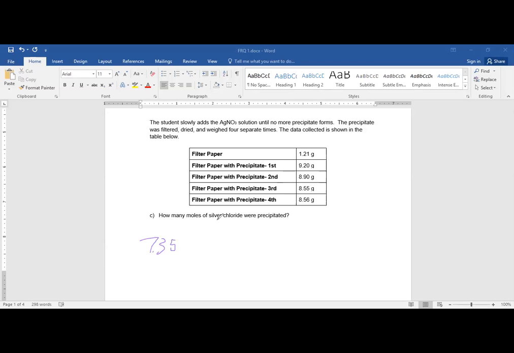So we have 7.35 grams. We can divide that by the molar mass, 143.32, and you get 0.0513 moles of silver chloride. All good so far? Questions?